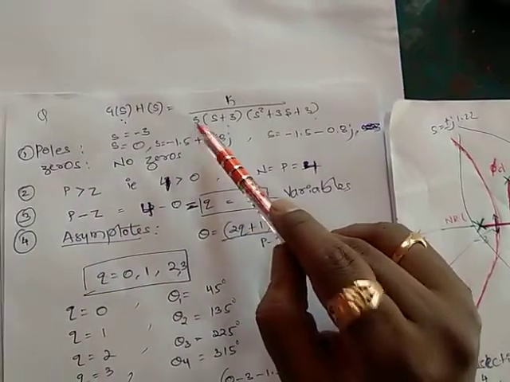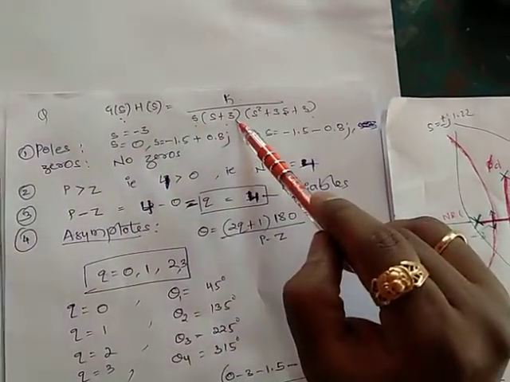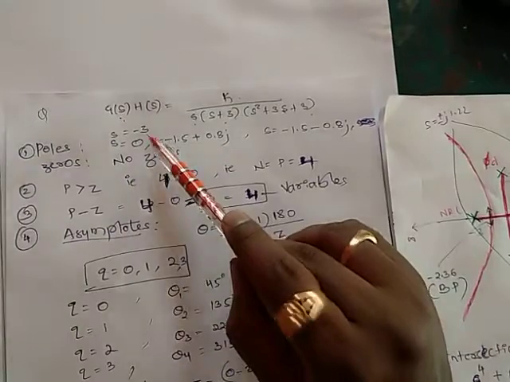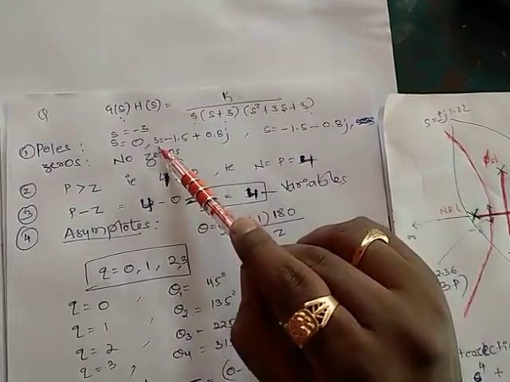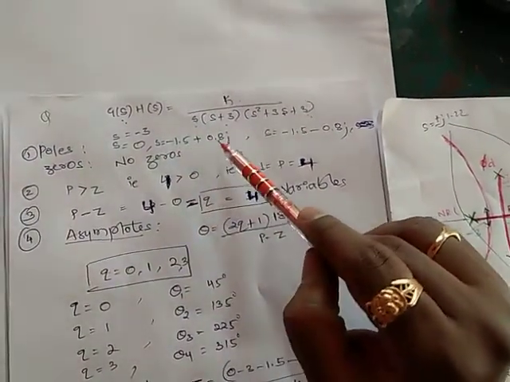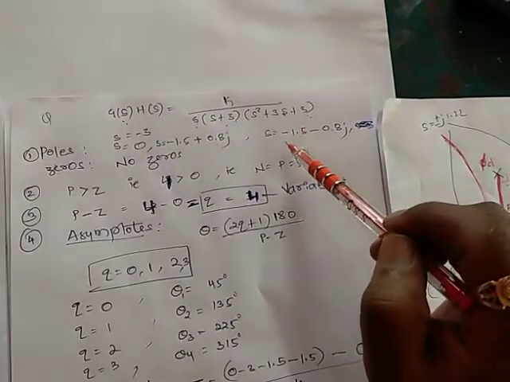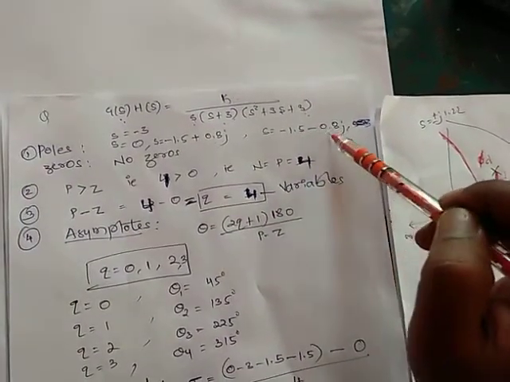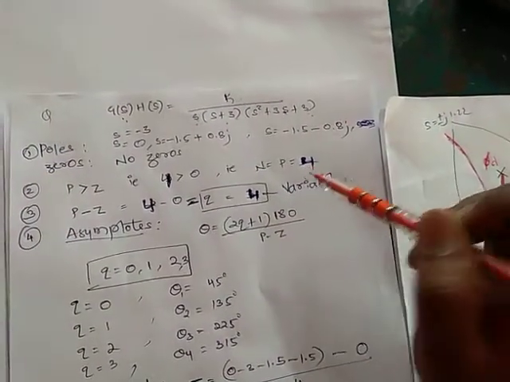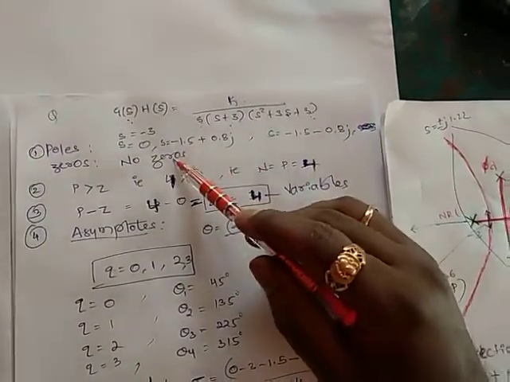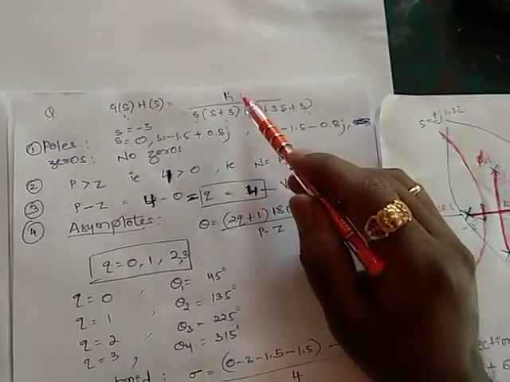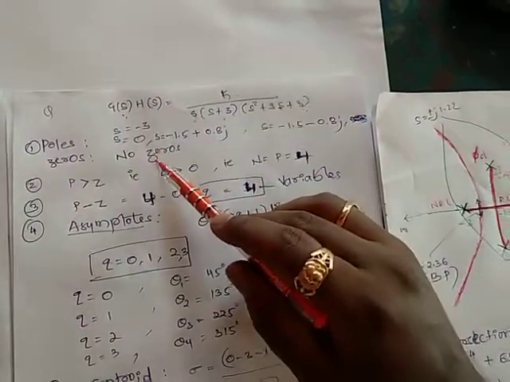The s term is there, so s equals 0; s + 3 gives s equals minus 3. Then for this quadratic root, we have s equals minus 1.5 plus 0.8j and s equals minus 1.5 minus 0.8j, right? Next is identifying zeros. There is no s term in the numerator, so there are no zeros.